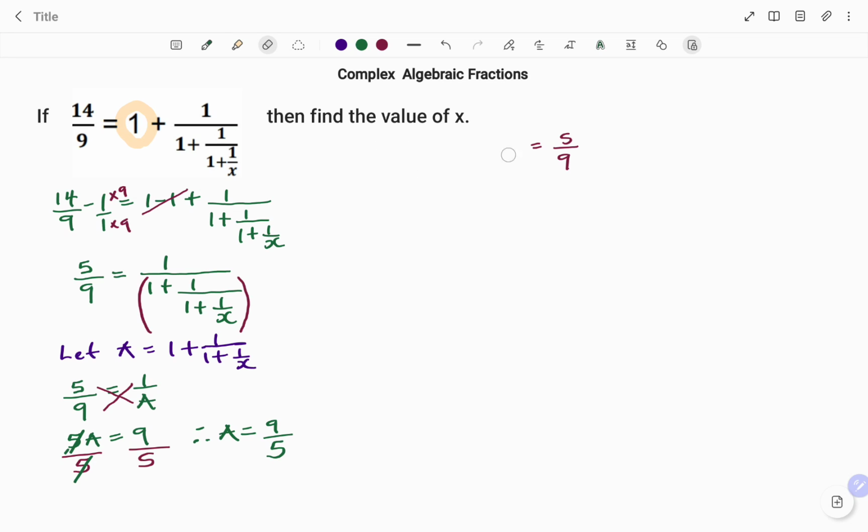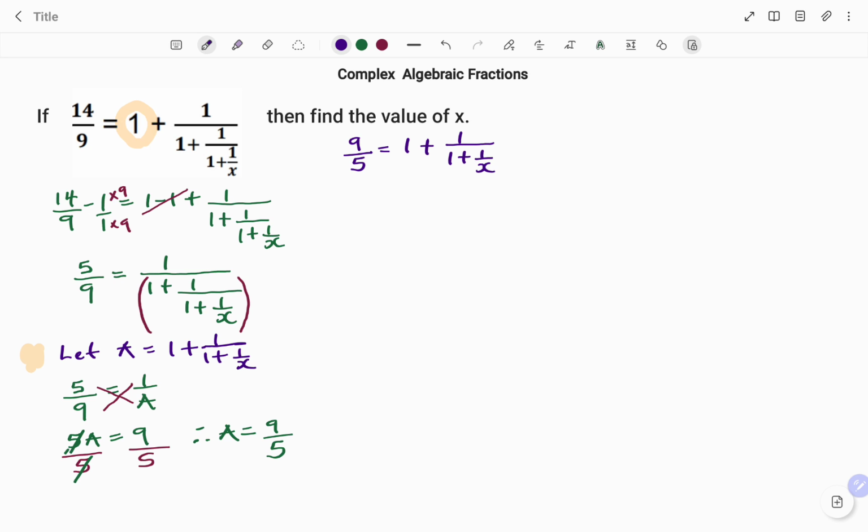Note that it's already been stated that the value of a, as shown, is 1 plus 1 over 1 plus 1 over x. So I'm going to replace that with 9 over 5, so that my next statement reads: I have 9 over 5, which is a, is equal to 1 plus 1 over 1 plus 1 over x. I've been able to shrink my complex fraction. So the aim is to actually shrink the complex fraction.